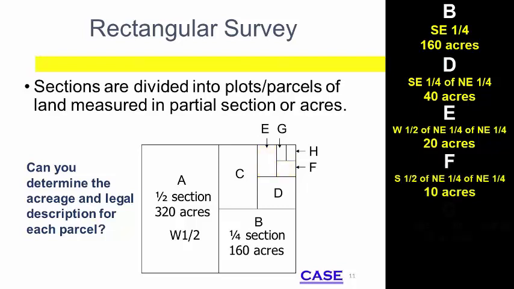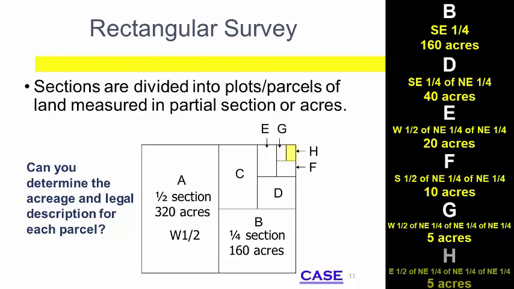Parcel G is the west half of the northeast quarter of the northeast quarter of the northeast quarter of Section 1. The acreage is written as 5 acres, more or less. Parcel H is described as the east half of the northeast quarter of the northeast quarter of the northeast quarter of Section 1. Parcel H is the same size as Parcel G, or about 5 acres.